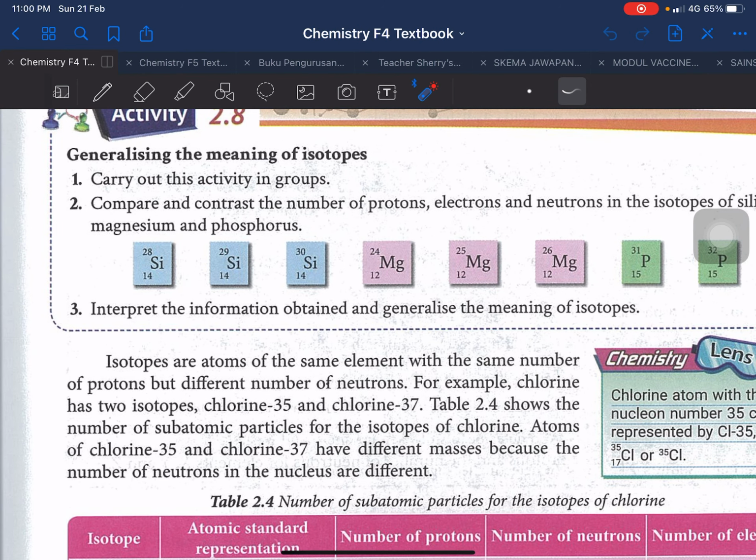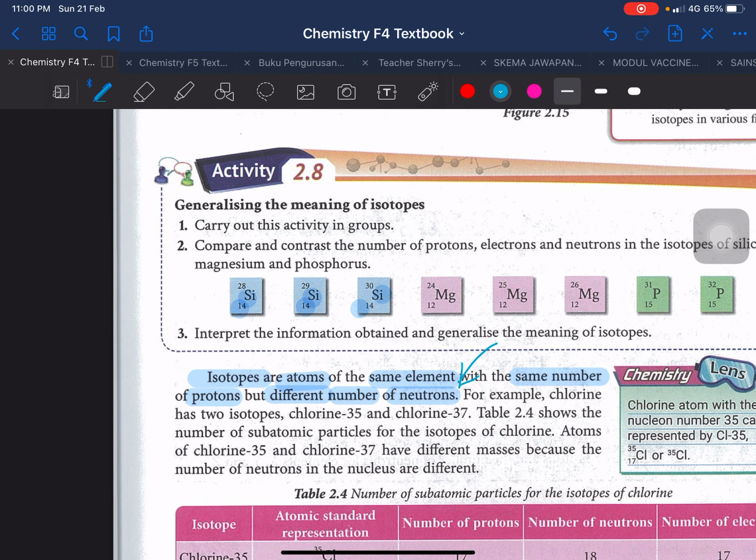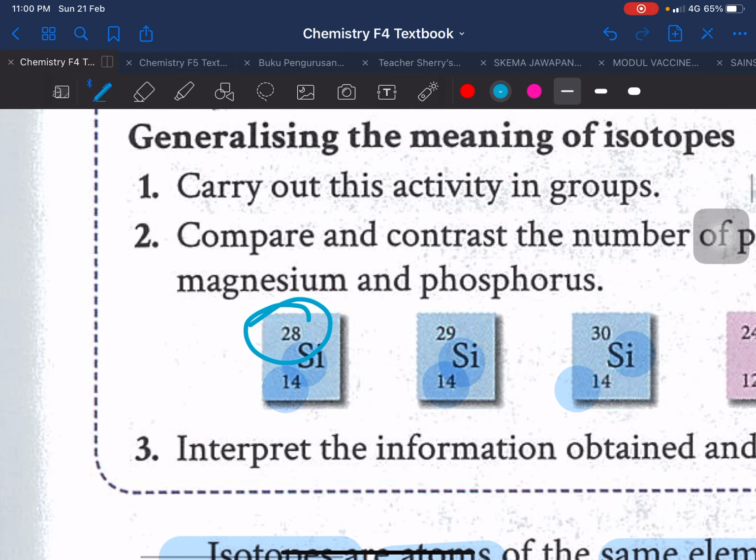So what is the meaning of isotope actually? The general meaning, isotopes are atoms of the same element. Atoms, same element, Si, Si, Si. They are atoms, not molecules, with the same number of protons. You see, 14, 14, 14, but different number of neutrons. We say neutron because we focus on neutron. We do not focus on the nucleon above. I hope you still remember.